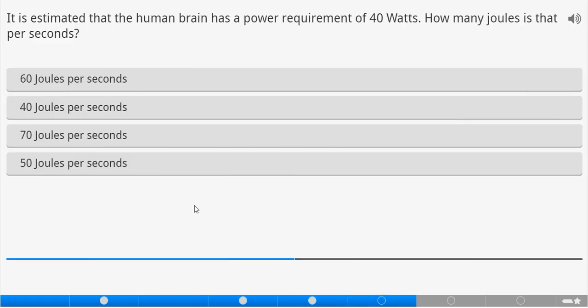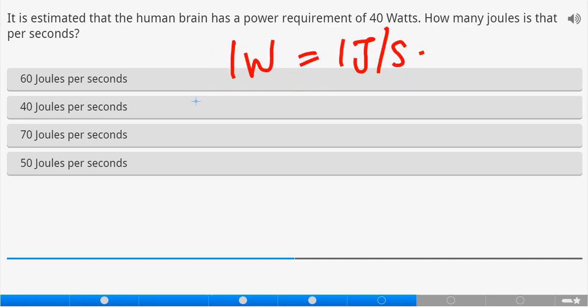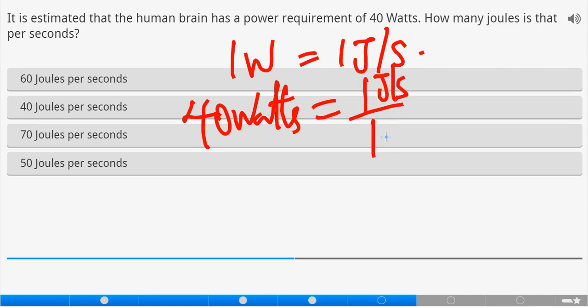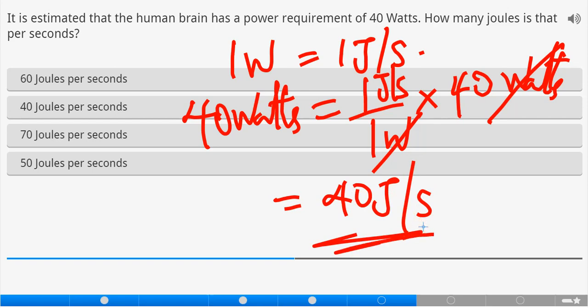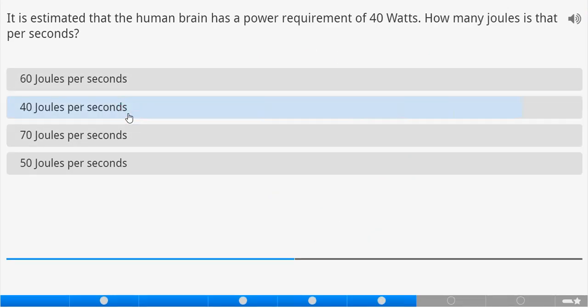Another question: it is estimated that the human brain has a power requirement of 40 watts. How many joules is that per second? Don't forget that 1 watt is equal to 1 joule per second. If you now have 40 watts, that will be 1 joule per second over 1 watt times 40 watts. So watts and watts will go, and we are left with 1 times 40, that's 40 joules per second. So let's pick 40 joules per second and see. That's correct.